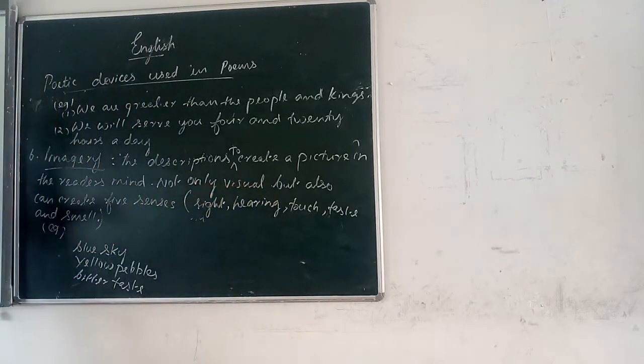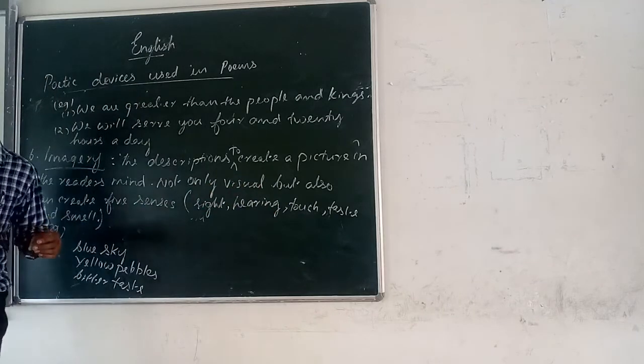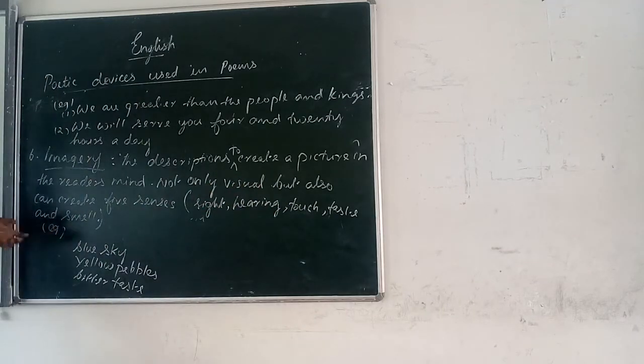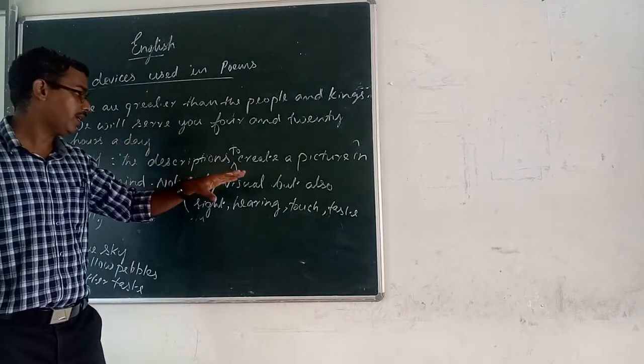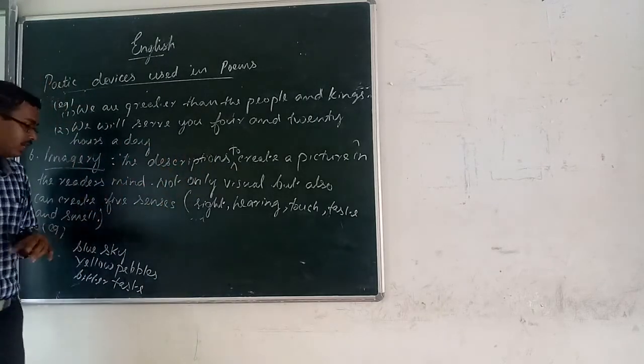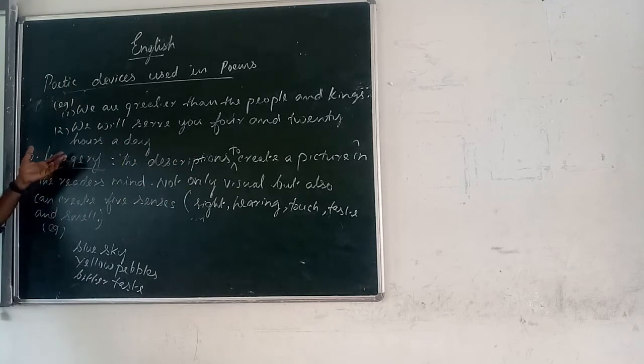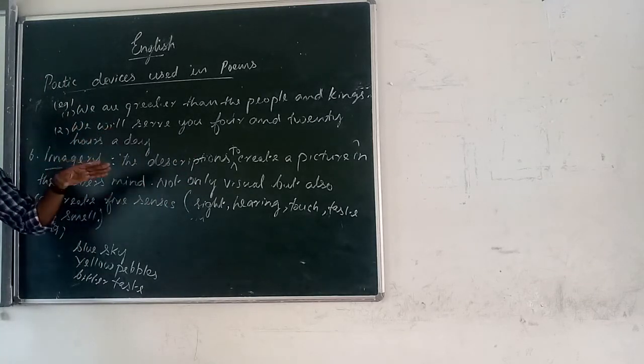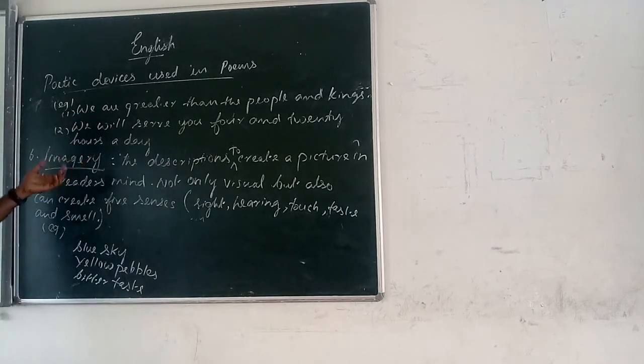Next we saw personification. Personification means giving life to non-living things. Next one is onomatopoeia. Onomatopoeia means an imitation of natural sound. The next one, hyperbole, is an exaggeration or overstatement. In order to stress the sentence, we use an exaggerated statement. That is called hyperbole.